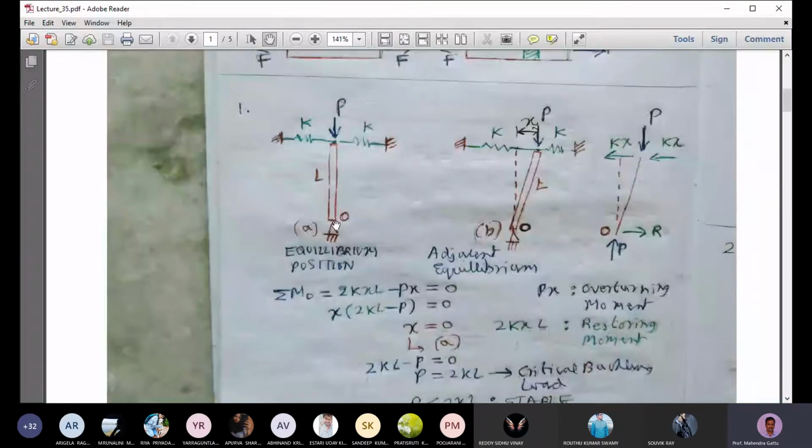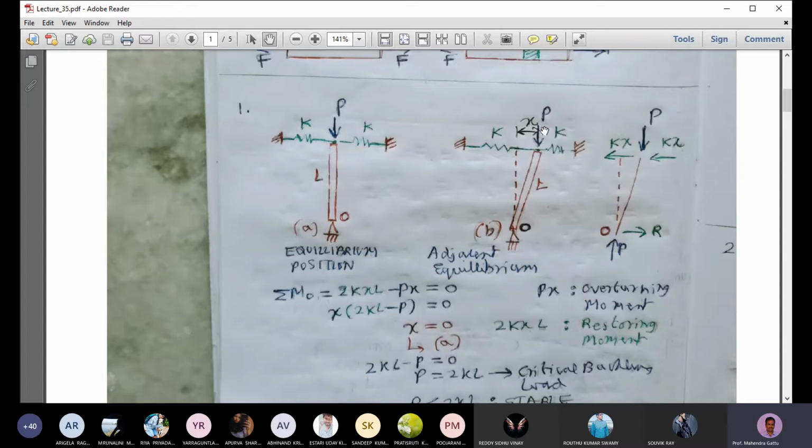So we have a column here which is pin connected at the bottom, and at the top there is an axial load acting, and this free end is connected to two springs. Under the action of axial load, this column will usually compress, and that is a position of equilibrium. We can find an alternate position of equilibrium by displacing the top end by a small distance x in the rightward direction. This is the deformed shape, and this is also in equilibrium.